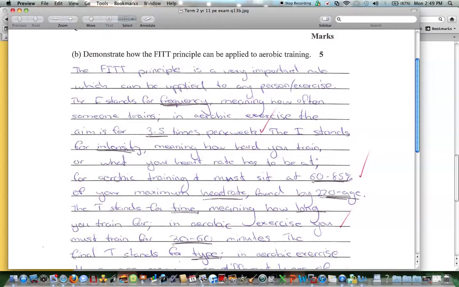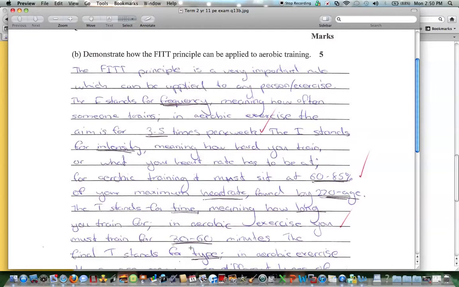The concerns that I had for this question was that students set this answer out very poorly. This answer shows that frequency, intensity, time and type, all 4 have been underlined. Students struggle to do that, and a lot of the time it was non-evident. Again, that shows that students aren't thinking about their answer and it's not well set out. The examples given to support all the 4 areas were very ordinary or non-existent. So again, demonstrate means show by example. There have to be examples in there, and this was one area that students really did struggle with.